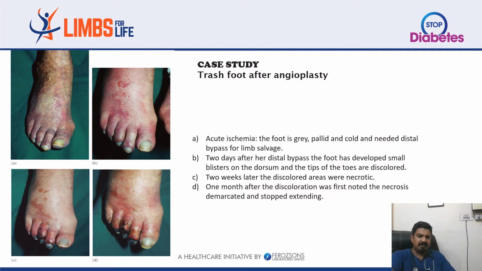2 days after the distal bypass, the foot has developed small blisters on the dorsum, and the tips of the toes are discolored. 2 weeks later, the discolored areas were necrotic. 1 month after the discoloration was first noted, the necrosis demarcated and stopped extending. So, as you can see, the earlier we conduct an intervention, the better the results are. If we let it linger on, there are chances of further complications.